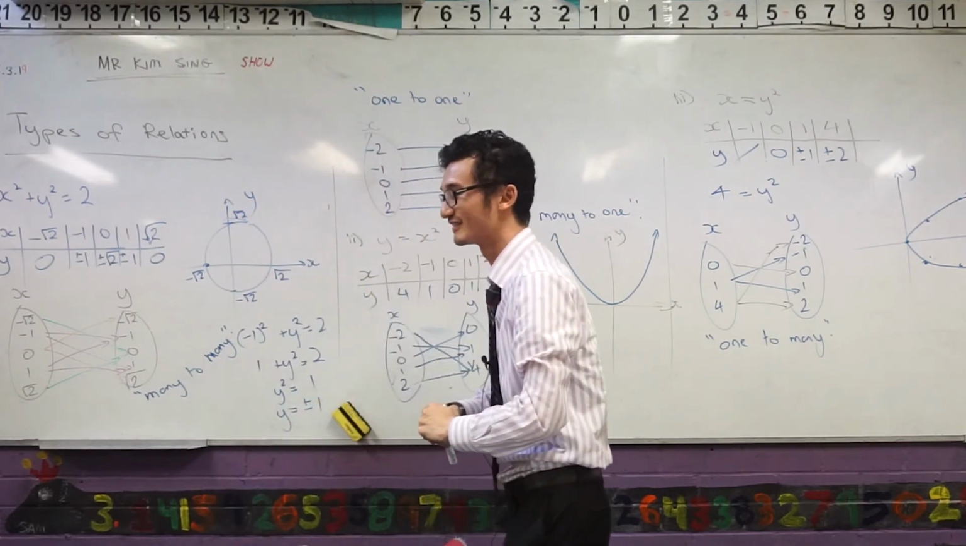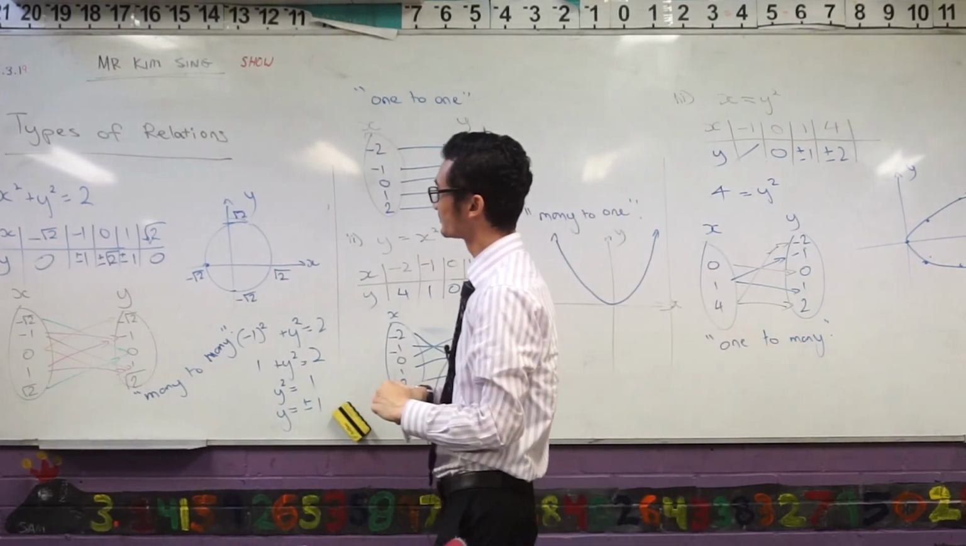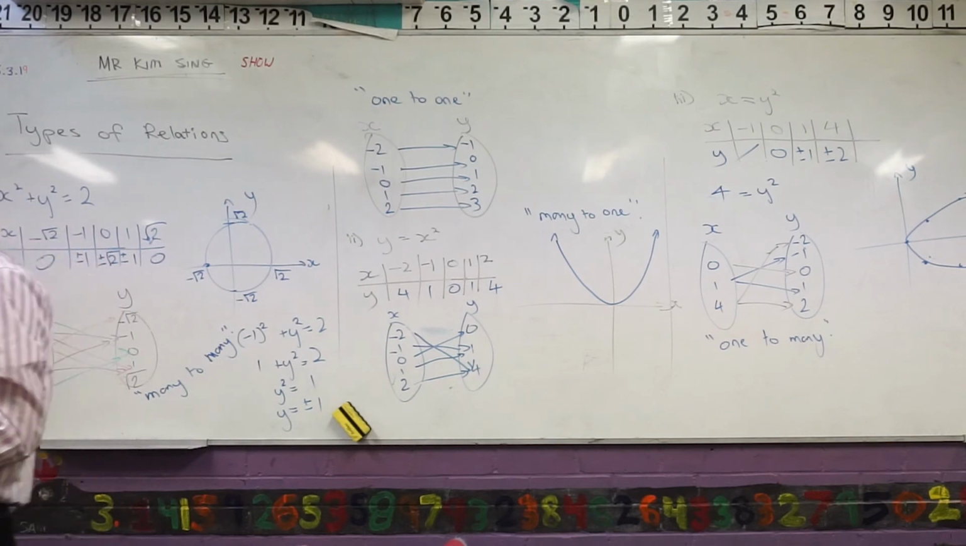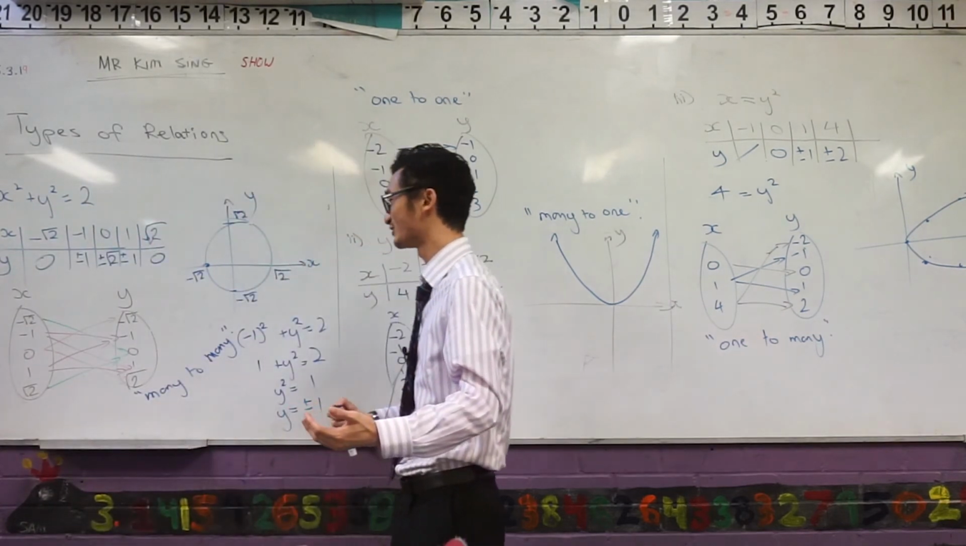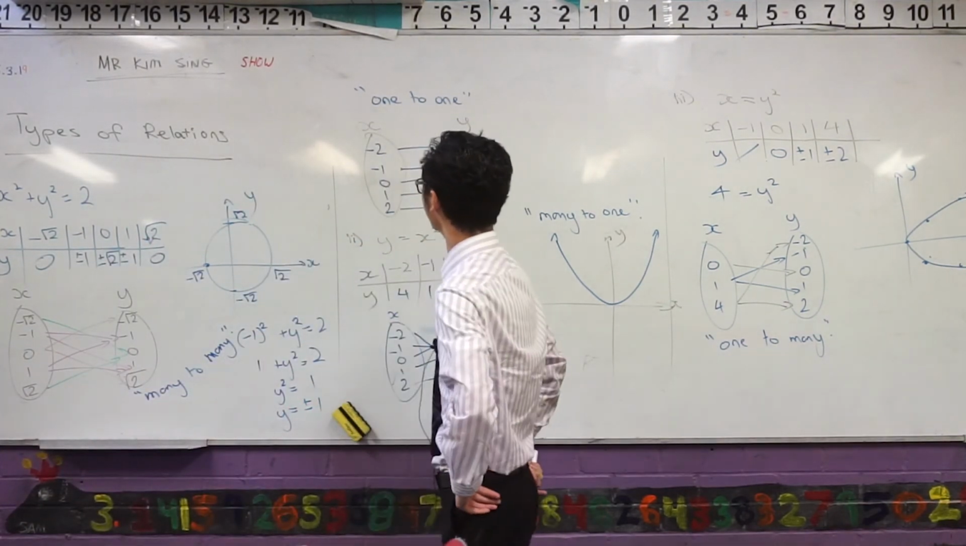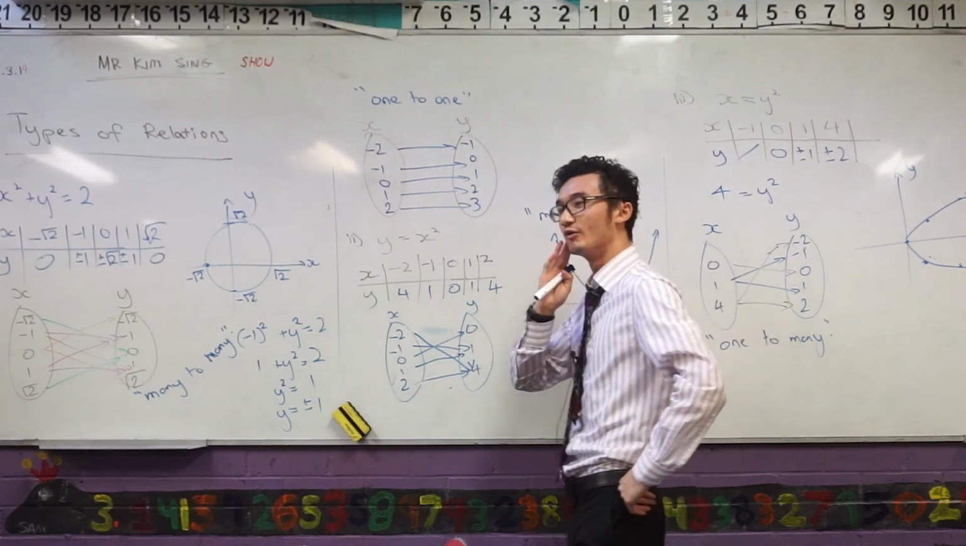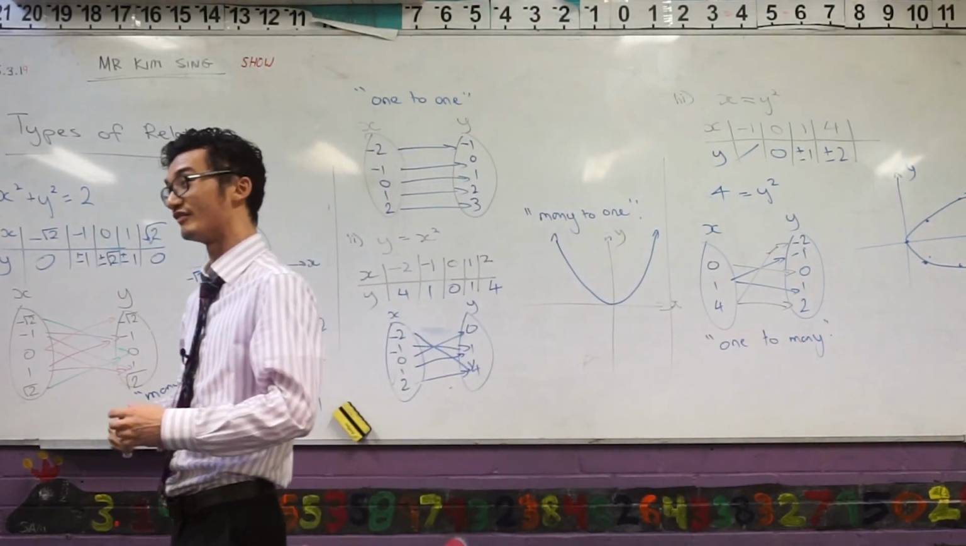Why are we learning this? Because we want to have a better understanding of what types of relations we have, in the same way that we describe things. We don't just want to say, oh, this is x squared plus y squared equals 2, or this is just y equals x squared. We want to be able to describe the relations we have in a better way.